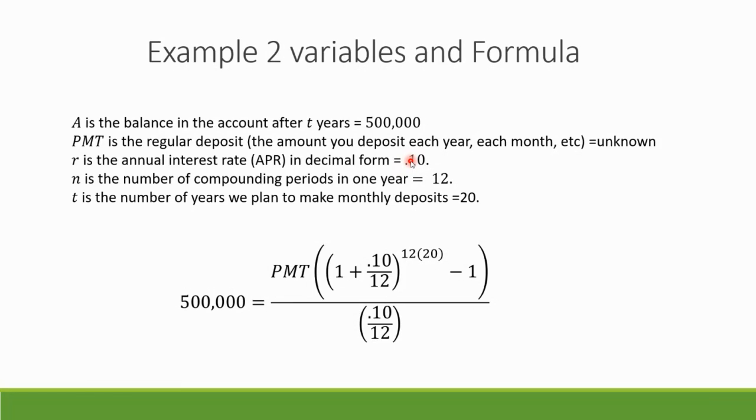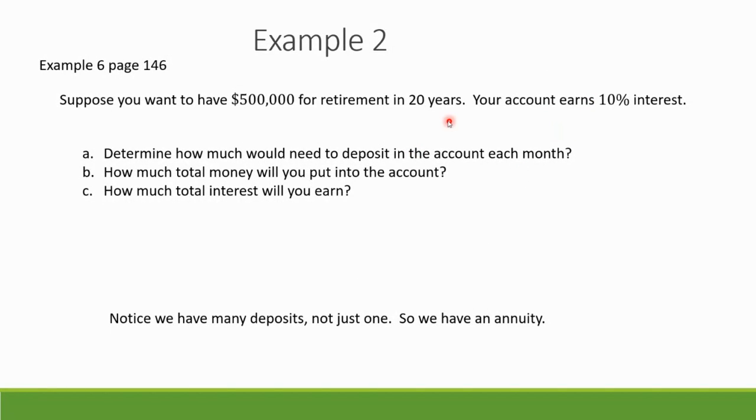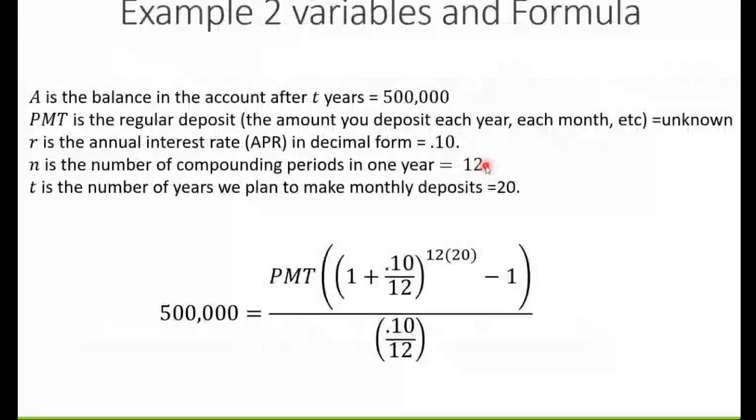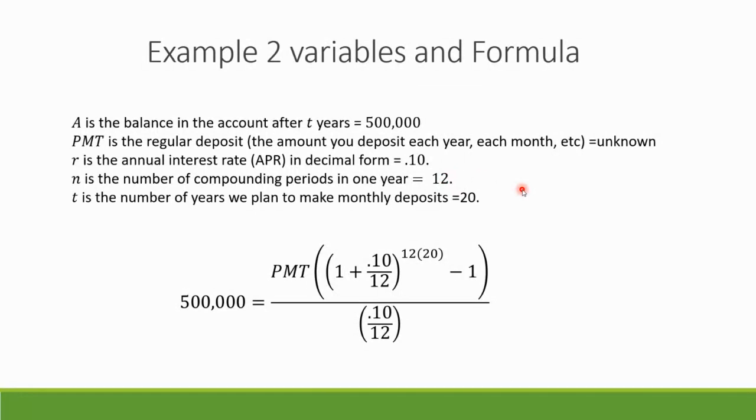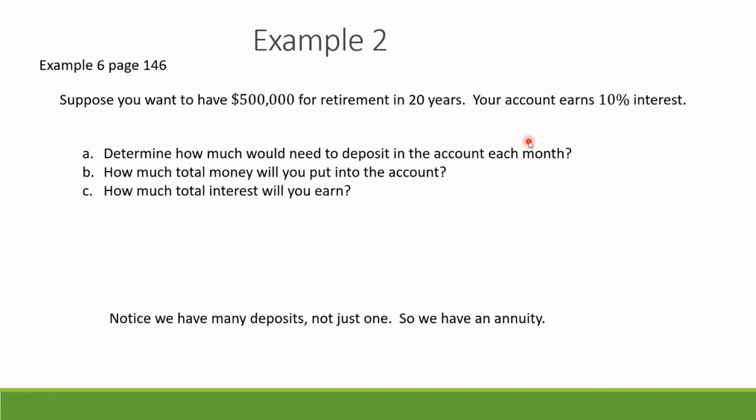The interest rate they give us was 10%, but you write it as a decimal. They tell us T is 20, so 20 years. And n is how many times it's compounded in a year. Remember, we said that we're making monthly deposits. They never said how often the account is compounded, but in that case, we assume it's being compounded as often as we make deposits. So in other words, we're assuming it's being compounded monthly since we're making monthly deposits.